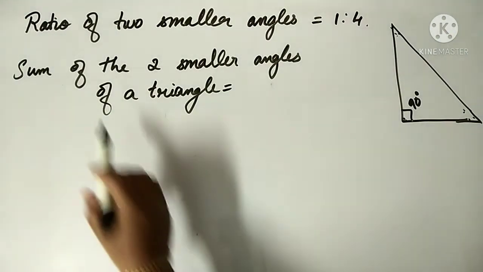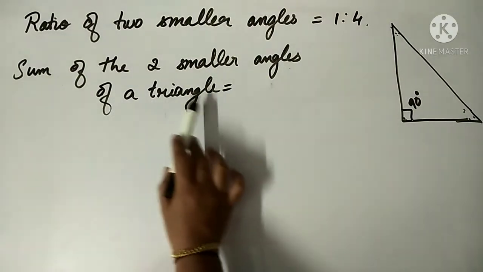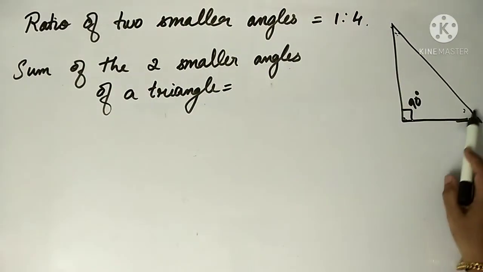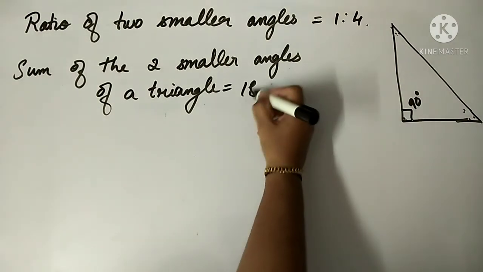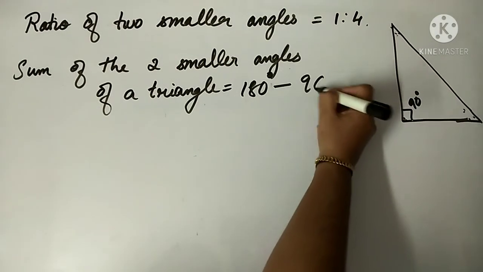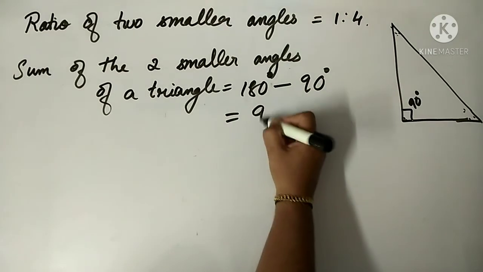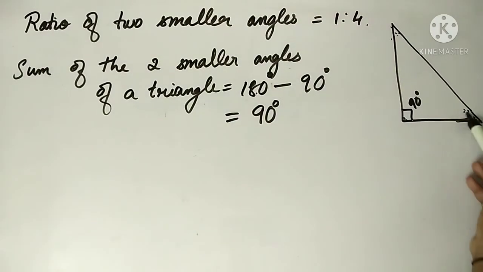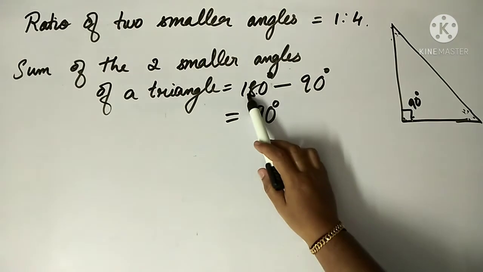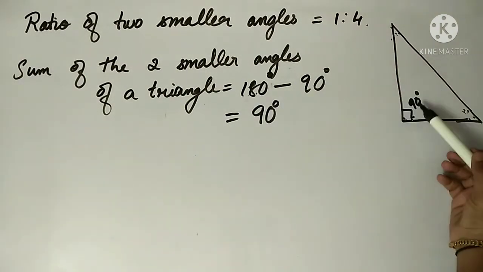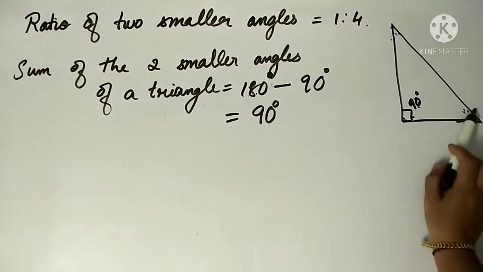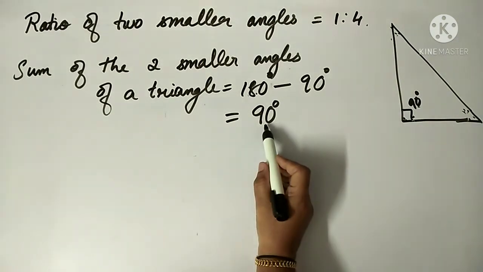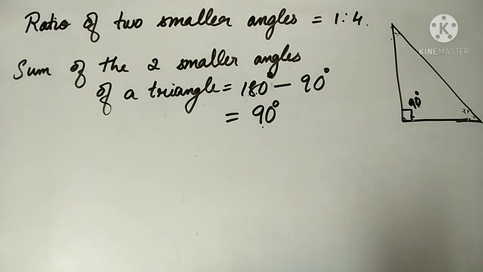So, we write sum of the two smaller angles of a triangle is equal to 180 degree minus 90 degree. That is equal to 90 degree. Sum of the angles of a triangle is 180 degree. So, from 180 degree, we subtract this 90 degree to get the sum of these two smaller angles. So, we get it as 90 degree. Now, we have to find what is each angle.